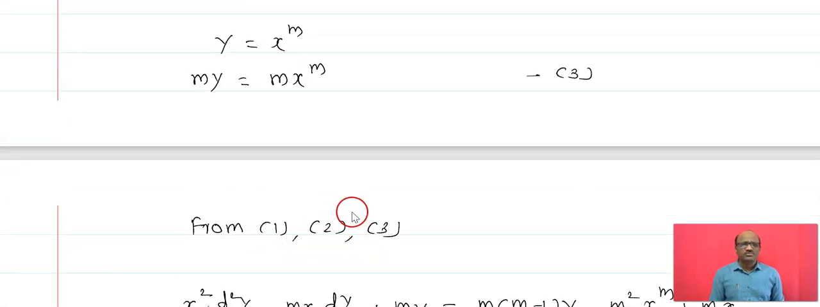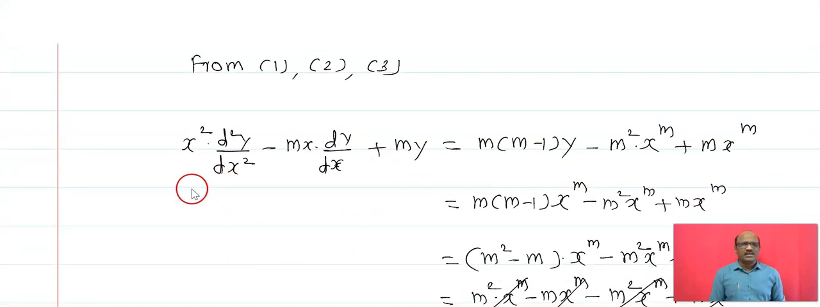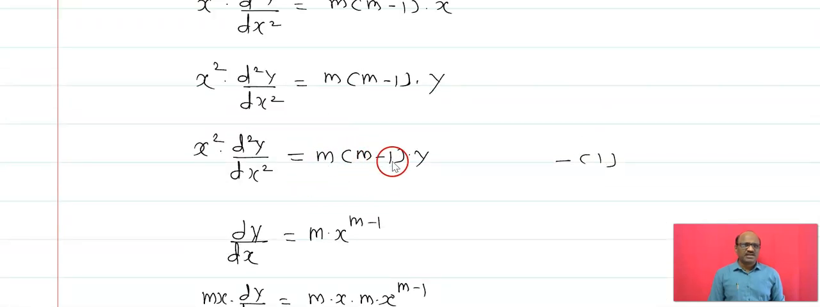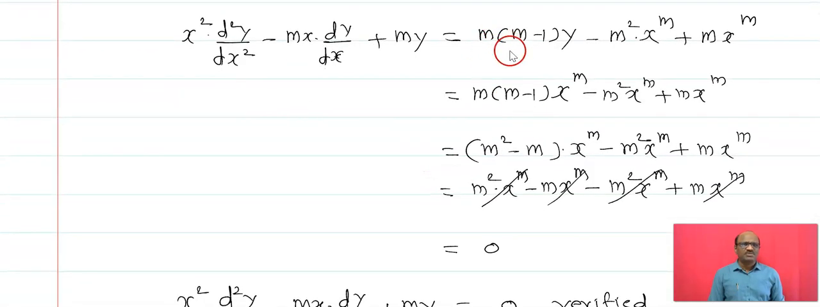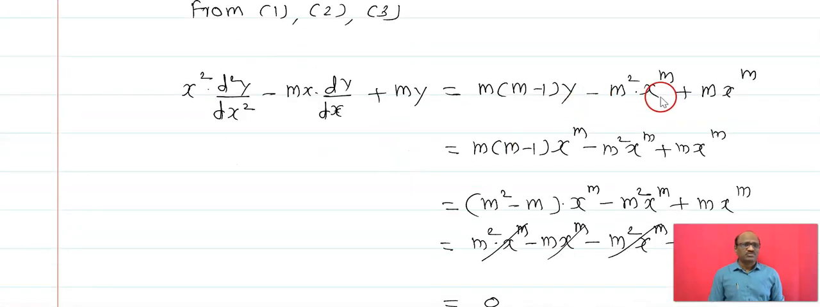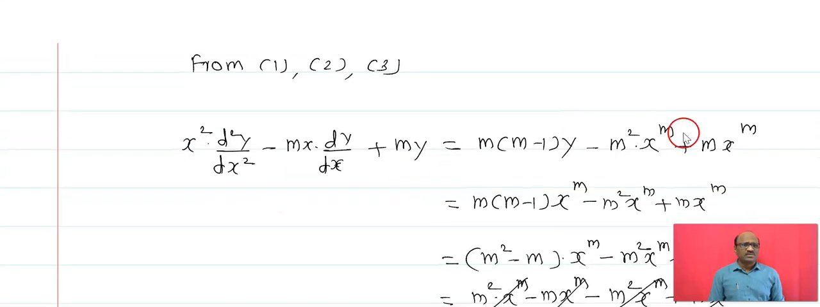And therefore from 1, 2 and 3, you will get x square d2y by dx square minus mx into dy by dx plus my, that's equal to m in bracket m minus 1 into y on the right hand side for the first term, m square x raised to m for the second with a minus sign, and m into x raised to m for the third.